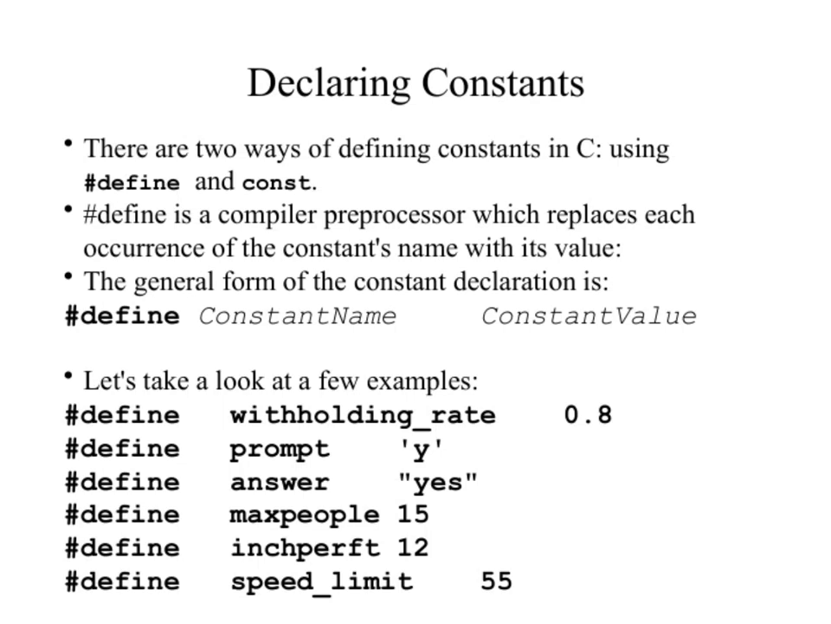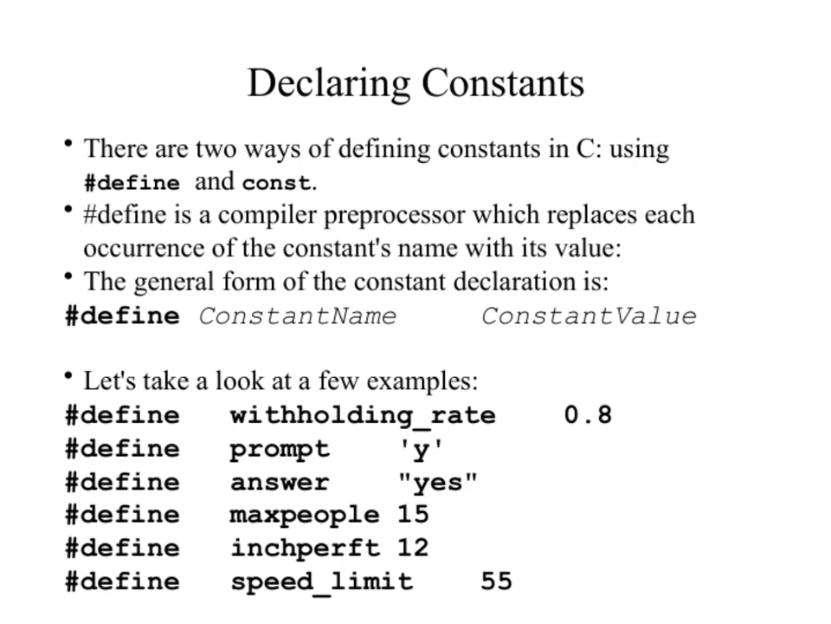Now, let's explore the two ways of defining constants in C. First, there's define, which acts as a preprocessor directive. What this means is that before the actual compilation begins, the preprocessor replaces every occurrence of the constant's name with its value. It's a simple and widely used method.